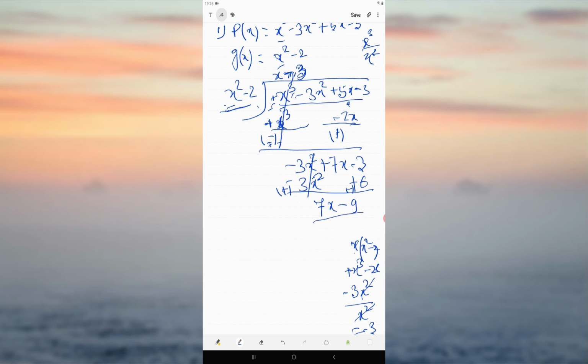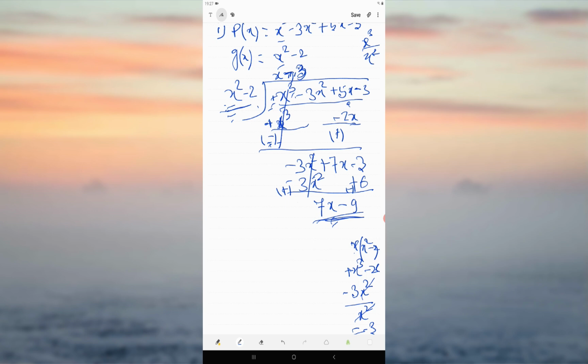Why will we stop over here? Because now the power of x is 1 over here, but in the divisor the power of x is x square. Simple. If the highest power in the divisor is more than the highest power of the remainder you are getting, then we will stop there. We are not going further. As simple as that. So this is our remainder, and please put it in your brain.